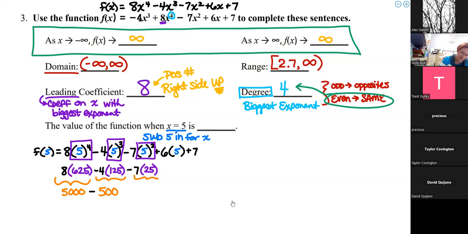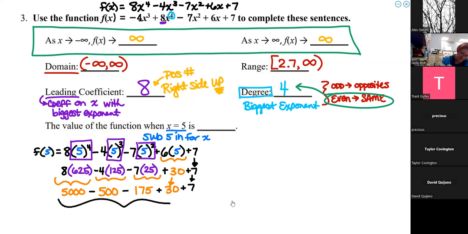And then I need to know what 7 times 25 is. We're going to subtract that. 175. And then I do 6 times 5. What is 6 times 5? 30. And just bring that down right here. And that same thing with the plus 7 on the end here. I just bring down that plus 7 all the way. All right, all we need to do now is combine all these like terms together. So grab your calculator for me and combine those together. You should get 4,362.